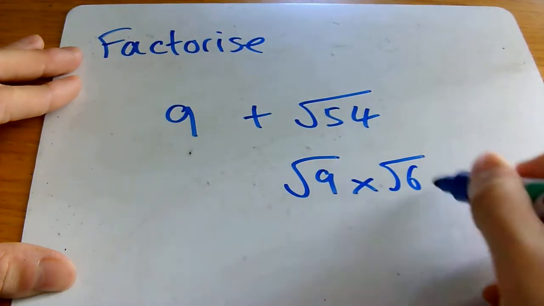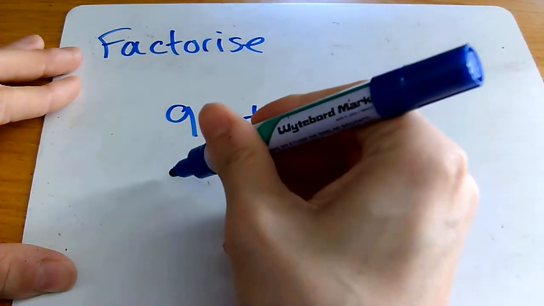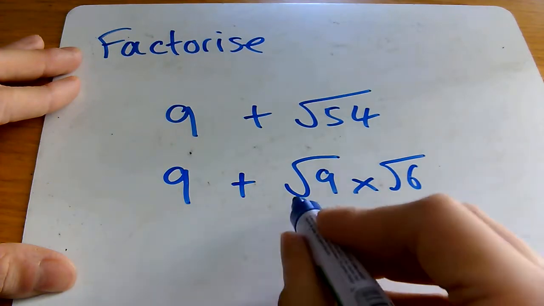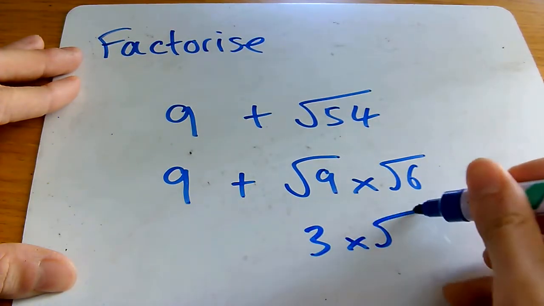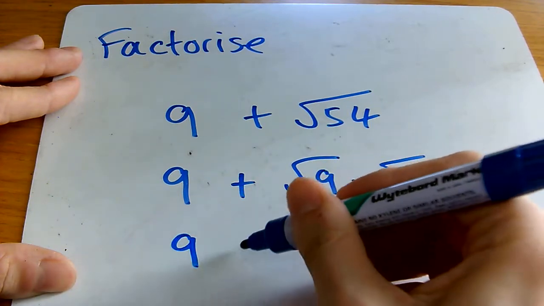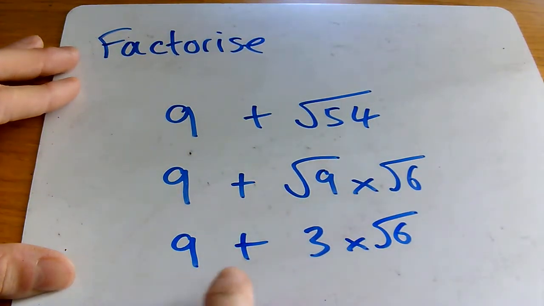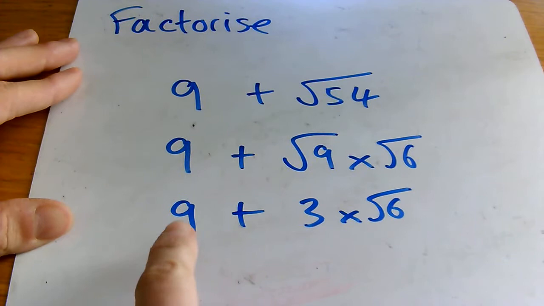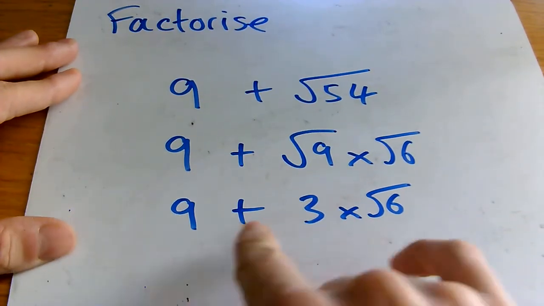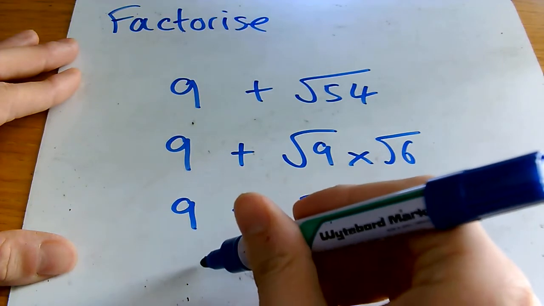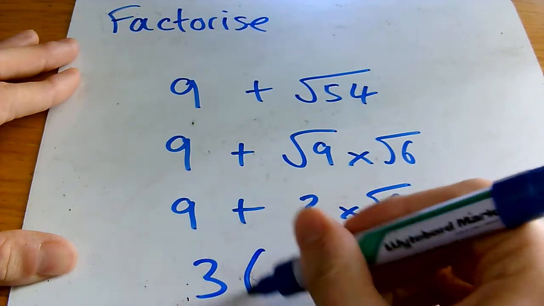And that's going to be root 9 times root 6, and that 9 is just going to stay there. Do the root 9, so that's actually going to be 3 times root 6. That 9 is still there. Now here's the two terms. We actually do have something that goes into both of these. 9 and 3 root 6. Well, 3 goes into both of these terms. So I'm going to put 3 on the outside of the bracket.